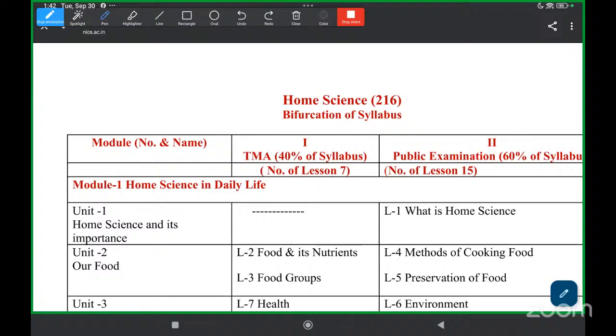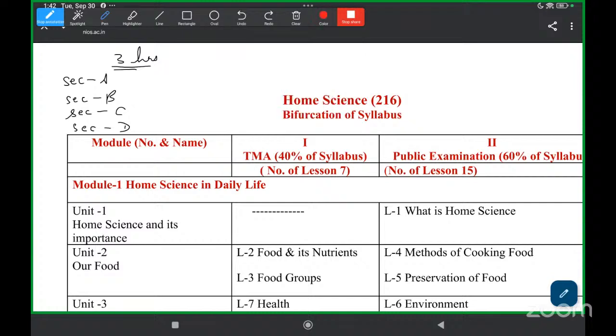Last thing I'll tell you about is time management. Suppose you are having 3 hours, and you have 4 sections: Section A, Section B, Section C, and Section D. Section A is your comprehension, B is your grammar, C is your writing portion, and D is literature. That's how you will get it.